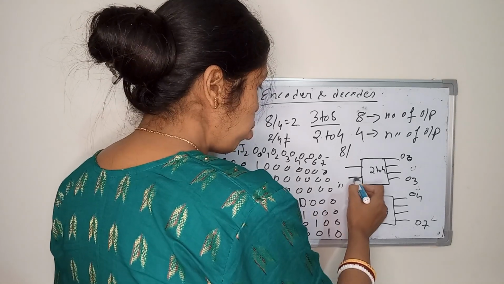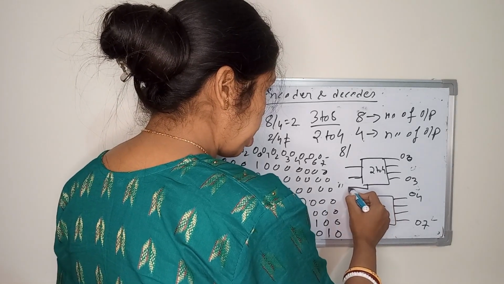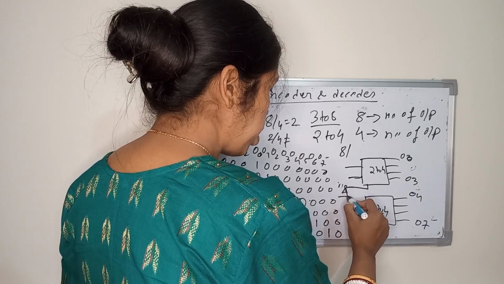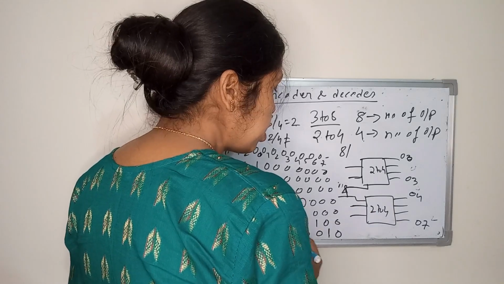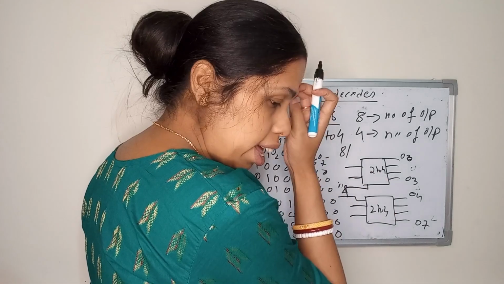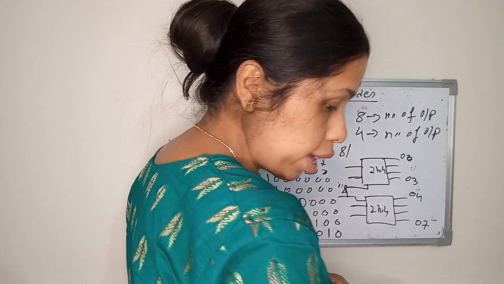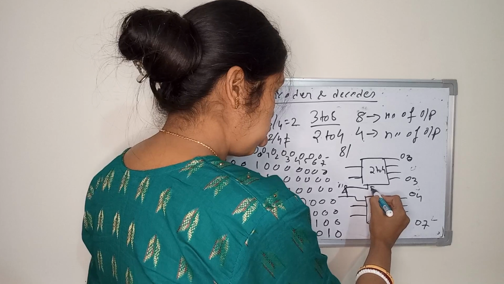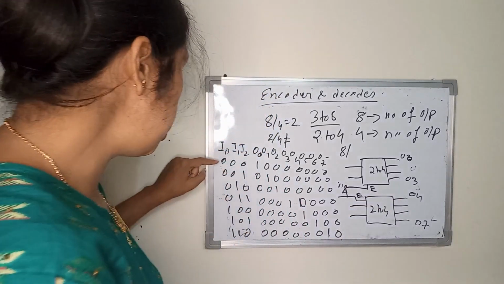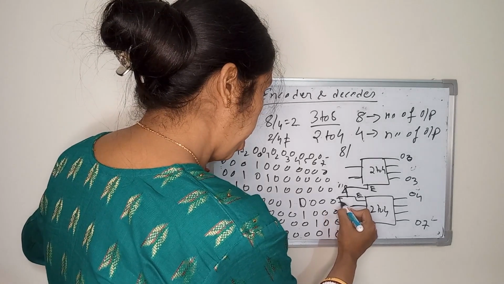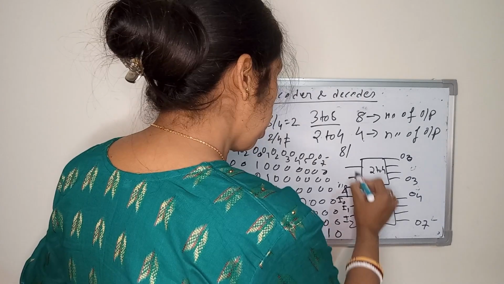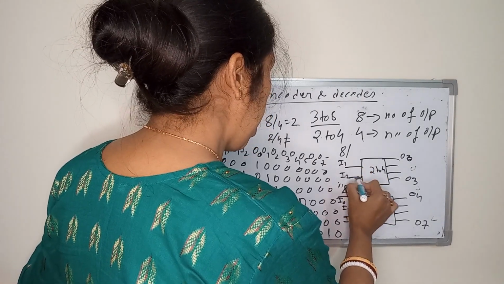I will connect one more input channel. There I will put one inverter and connect it directly. That means ultimately you are getting 3 inputs into the 2 to 4 decoders. This is the enable line, and this is also an enable line. This will be your I0, and these are I1, I2. Here also it is I1 and I2.